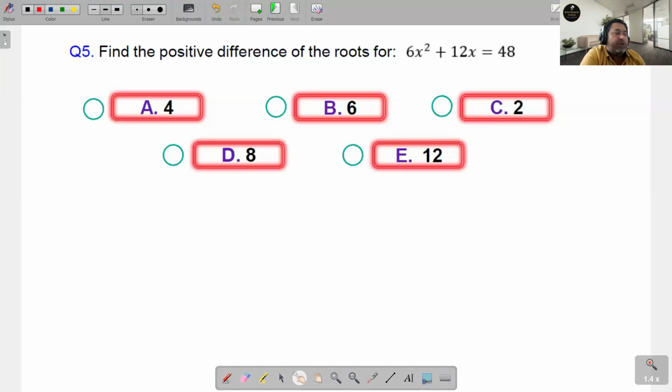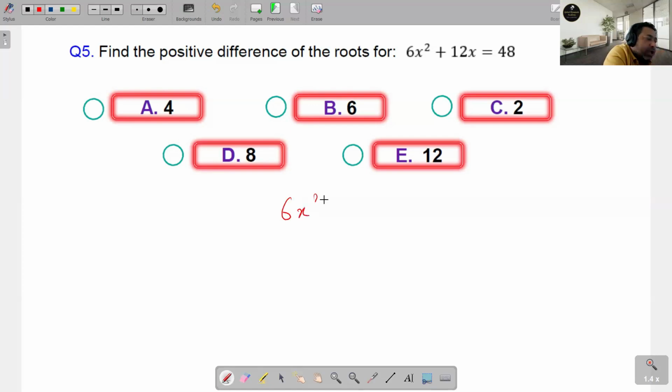Find the positive difference of the roots of 6x square plus 12x minus 48. Now, what are roots? Roots are the solutions for this equation. Roots means the values of x for which this equation will be true, right? So a quadratic equation typically has two roots or two solutions, correct? So let's get going with the equation.